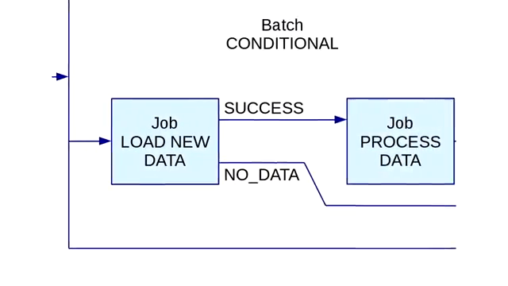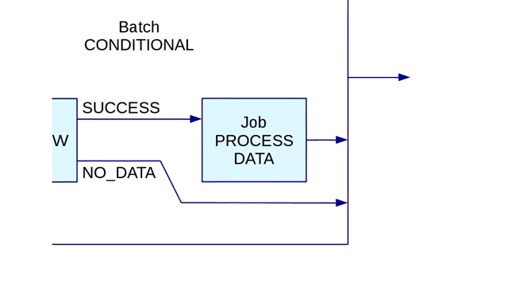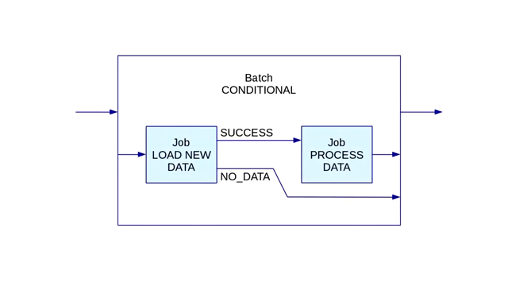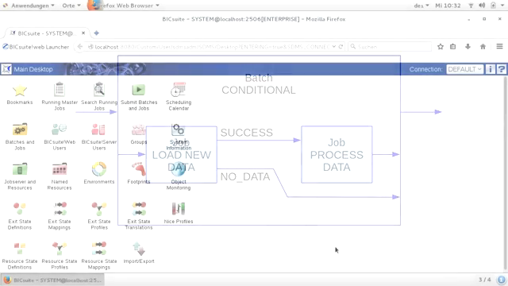The first job searches for new data. If it finds new data, it loads it. The second job will only run when the first one has loaded new data, or else it goes into skip mode. The batch is successfully finished in both situations.